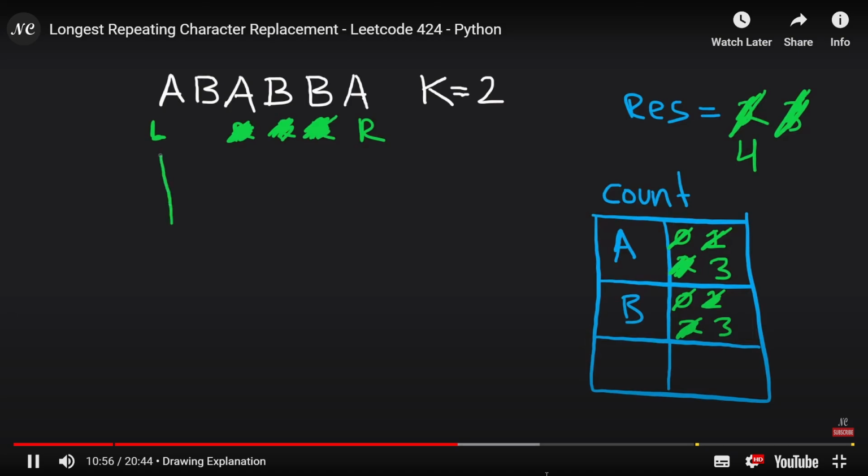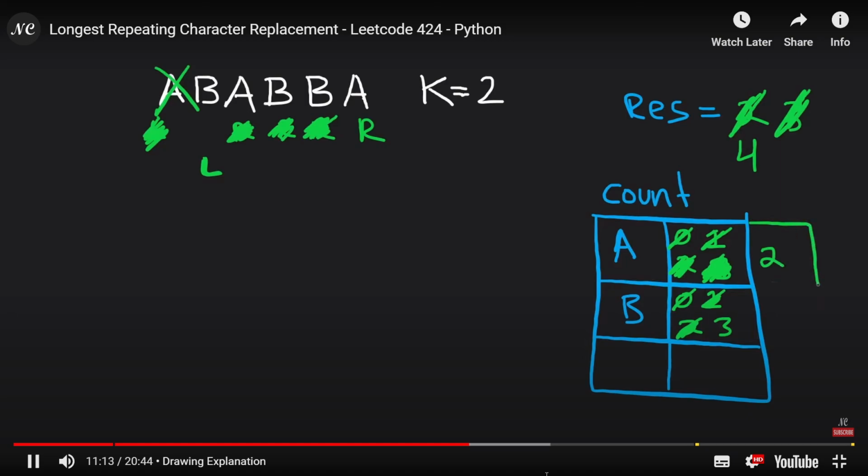So we're going to take our left pointer and shift it to the right. So now the left pointer is going to be over here. It's going to be at the B. So since we removed this A from our window, we have to decrement the count of A in our window. So I'm going to cross this 3 out, and now it's actually going to be set to 2.